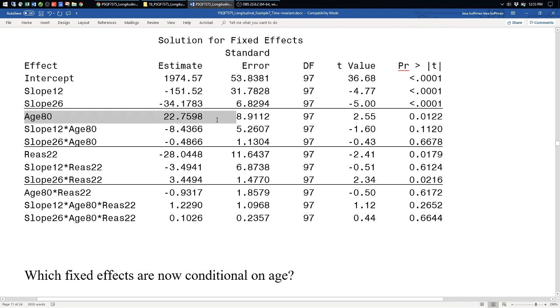Okay, so here's my age effect at session 1. That's for reasoning 22. What happens to my age effect as reasoning increases? Less positive, or in more friendly terms, weaker? Your age effect is weaker.